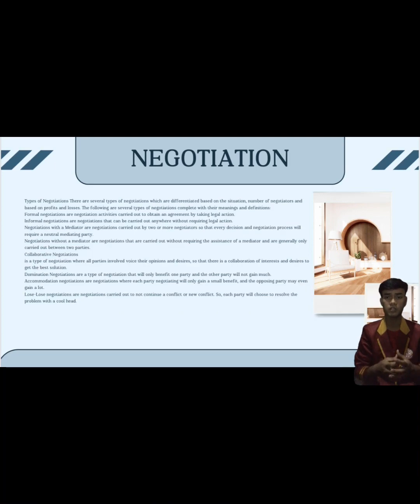Types of negotiations: there are several types of negotiations which are differentiated based on the situation, number of negotiators, and based on profits and losses. The following are several types of negotiations complete with their meanings and definitions. Formal negotiations are negotiation activities carried out to obtain an agreement by taking legal action. Informal negotiations are negotiations that can be carried out anywhere without requiring legal action.